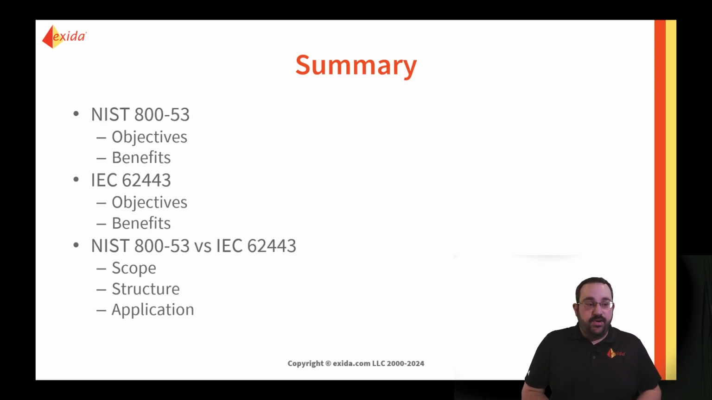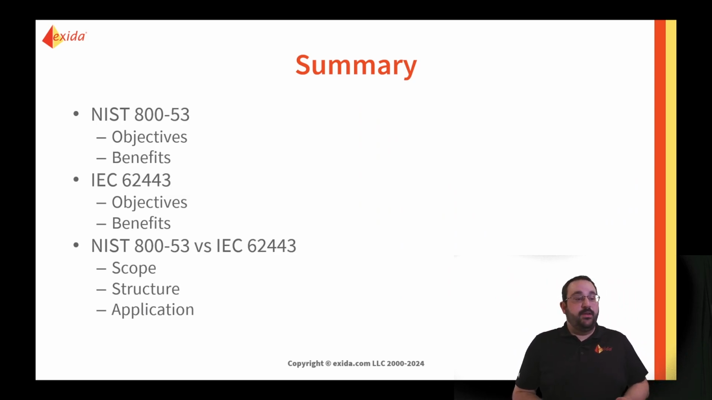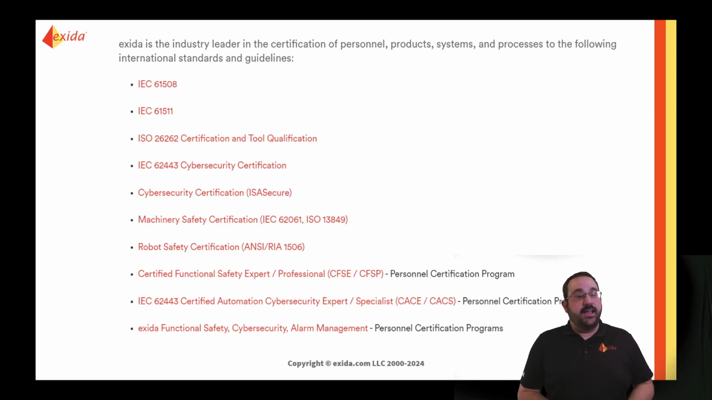So again, just to kind of recap where we were at, the summary was Tom did an excellent job of explaining what NIST 853 is, what it provides, its objectives, and its benefits. We briefly went over some background on 62443, covering kind of the same thing, the objectives and its benefits, as well as how the standard works. And then we went back through and compared both of them, seeing them side by side, comparing their scope, structure, and application.